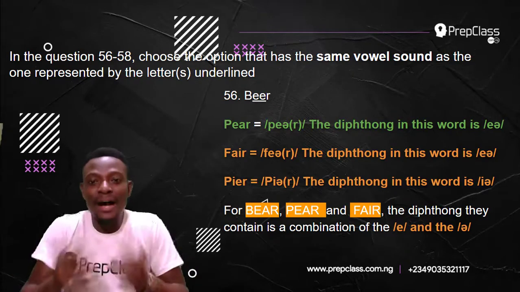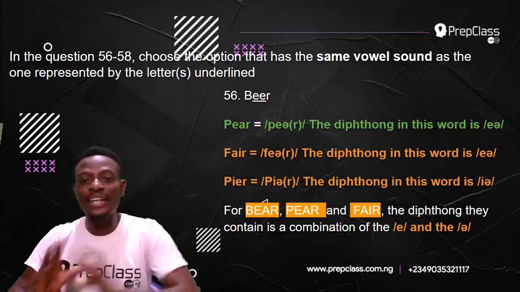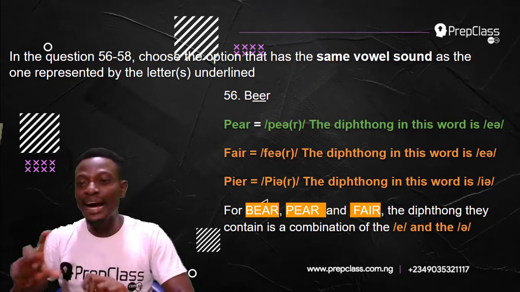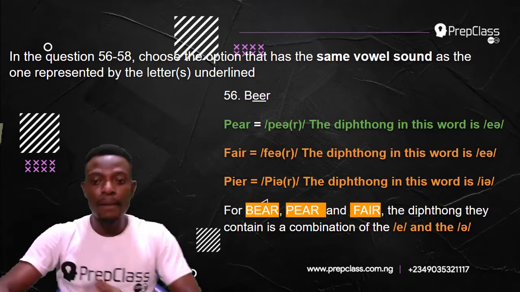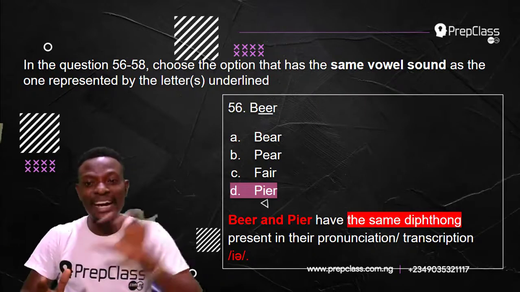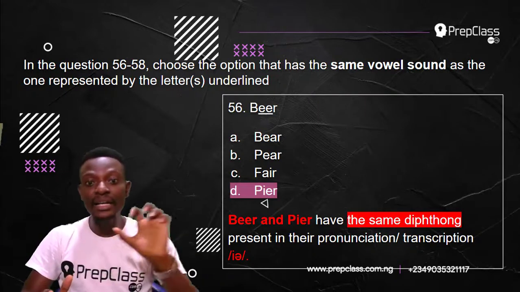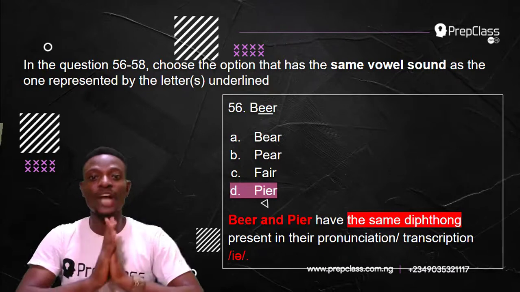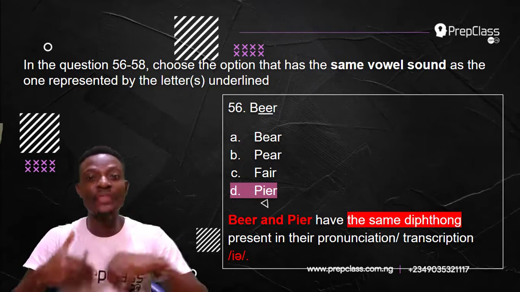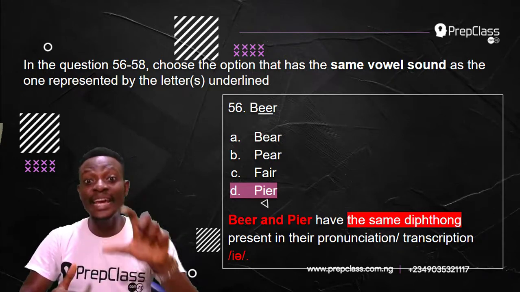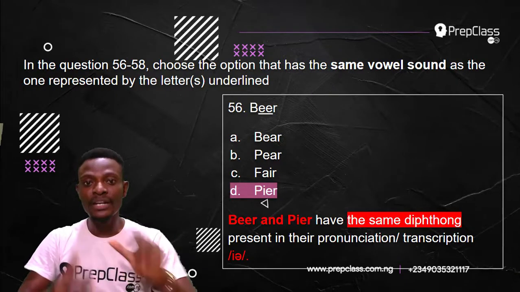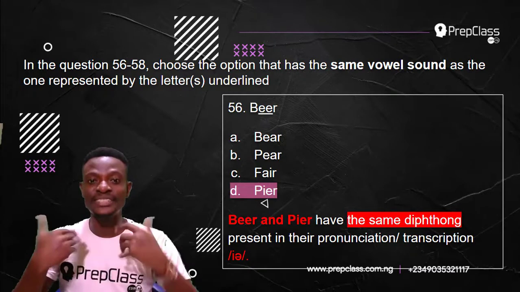Now, for bear, pear, and fair, the diphthong they contain is pronounced as air. But the words beer and pear have the same diphthong, the ear. But for the other options, we have the air. But for beer, we have the ear, and for the answer option D, we have ear in pear. So the answer to this question is option D.